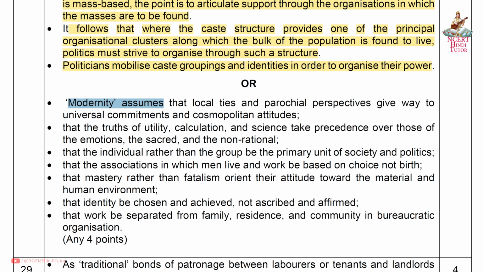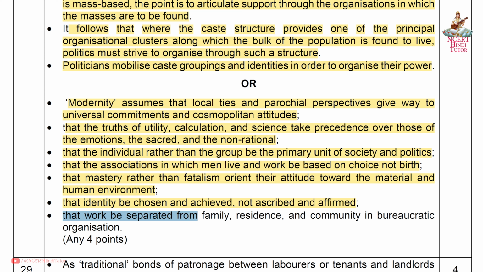Answer: modernity assumes that local ties and parochial perspectives give way to universal commitments and cosmopolitan attitudes. That the truths of utility, calculation, and science take precedence over those of the emotions, the sacred, and the non-rational. That the individual rather than the group be the primary unit of society and politics. That the associations in which men live and work be based on choice, not birth. That mastery rather than fatalism orient their attitude toward the material and human environment. That identity be chosen and achieved, not ascribed and affirmed.